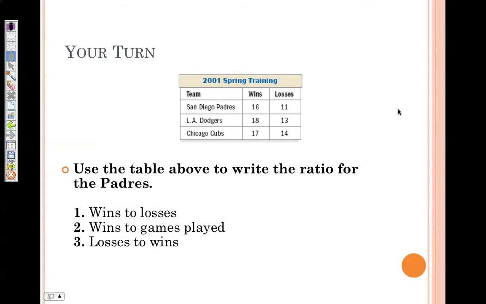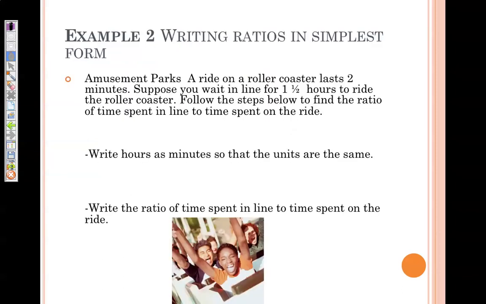All right, now it is your turn. Use the table above to write the ratio for the Padres. Remember, you're looking at the San Diego Padres and the information here. Press pause on your video screen, write these three ratios, and your teacher will go over them with you tomorrow in class.